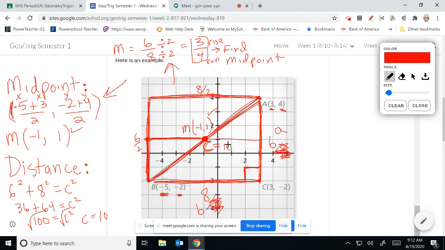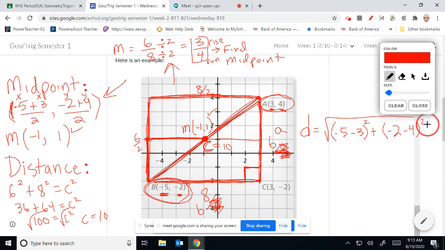Now again, if they just gave you these two coordinates and they didn't give you a graph, so you can't draw in your right triangle, then you're going to want to use that big square root that they showed you in the journal on that page. You're going to want to subtract the two x numbers: -5 minus 3, squared. Plus, you're going to want to subtract the two y numbers: -2 minus 4, squared. So that was your x minus your x. That was your y minus your y.